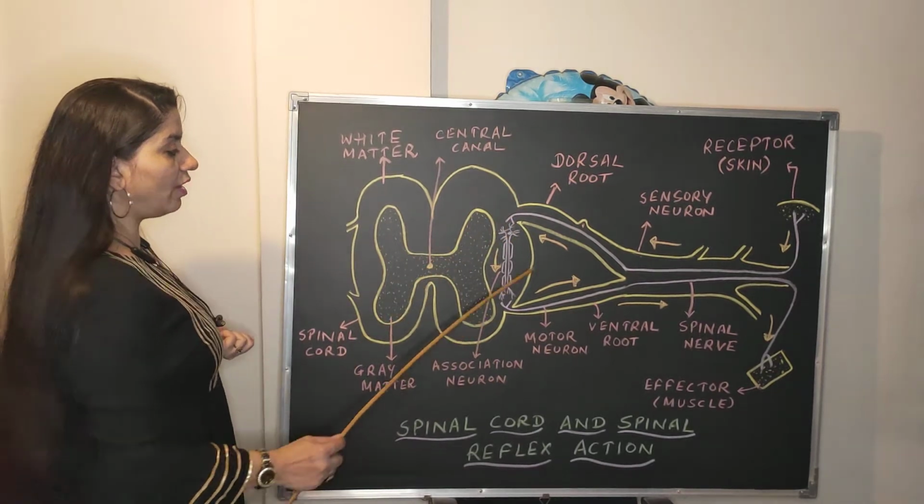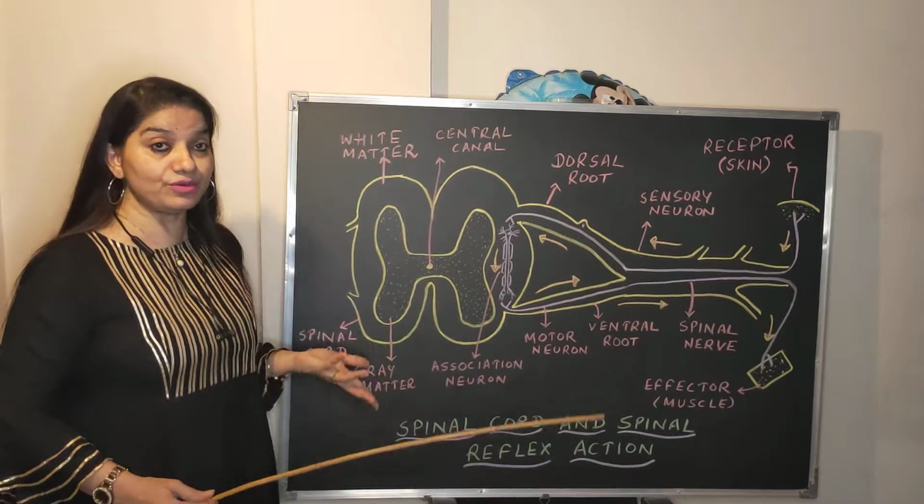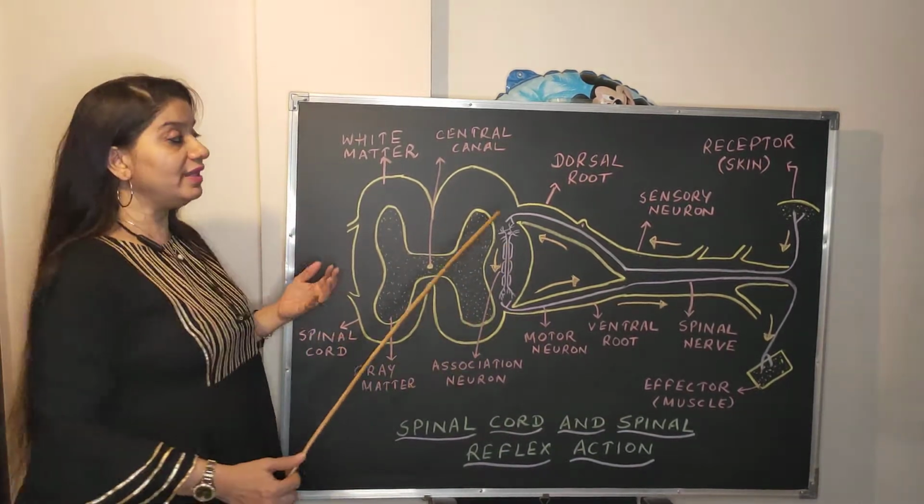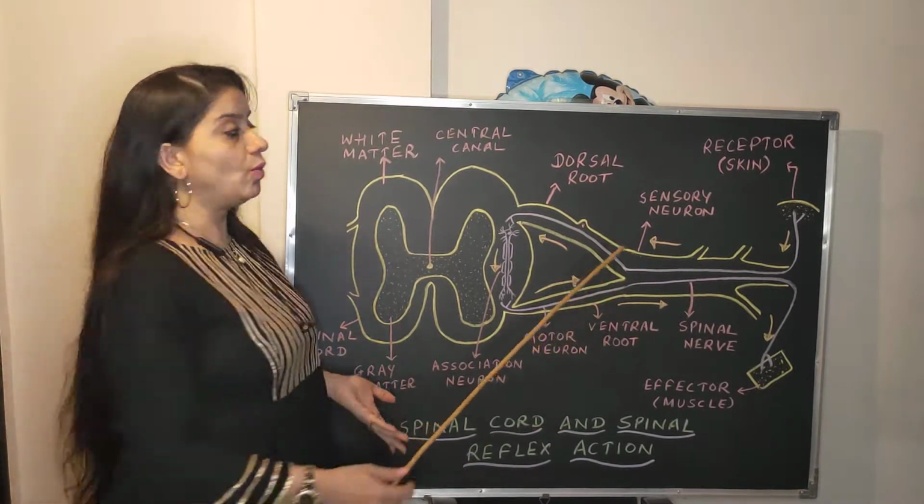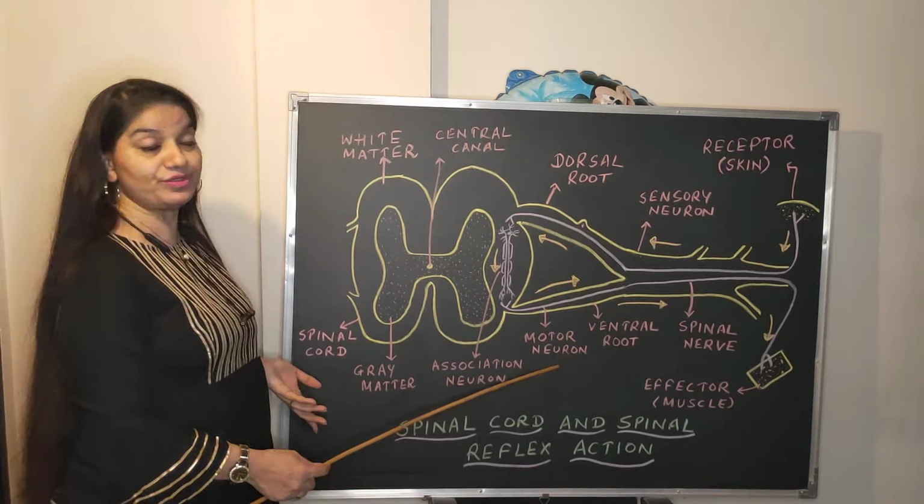Here in the spinal cord, they have association neuron, or they are also known as relay neurons. Now what these association neuron or relay neuron will do, they will interpret the information, whatever these sensory neurons are bringing, and they will convey to these motor neurons.